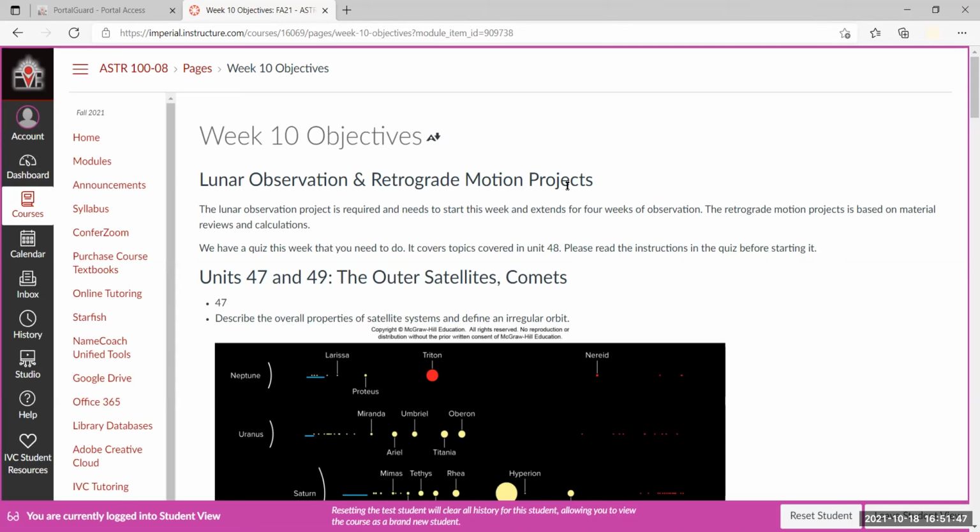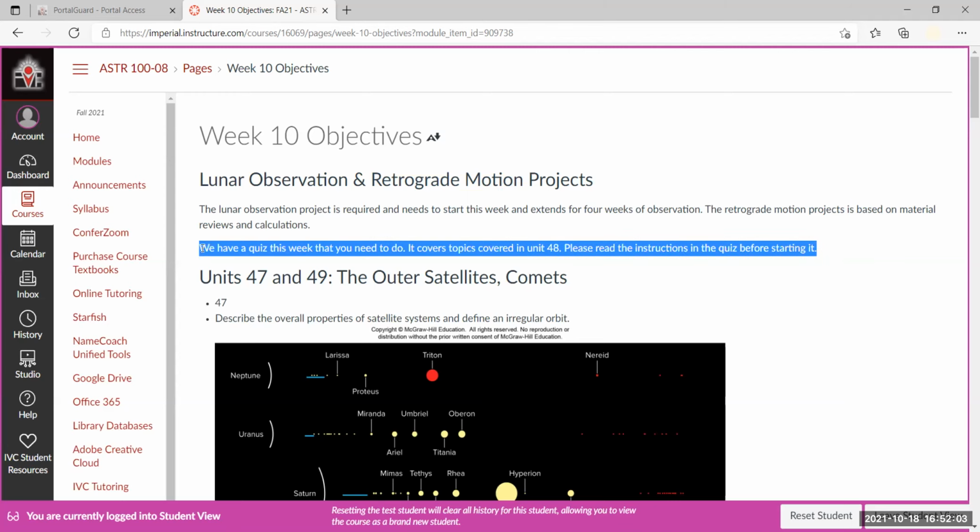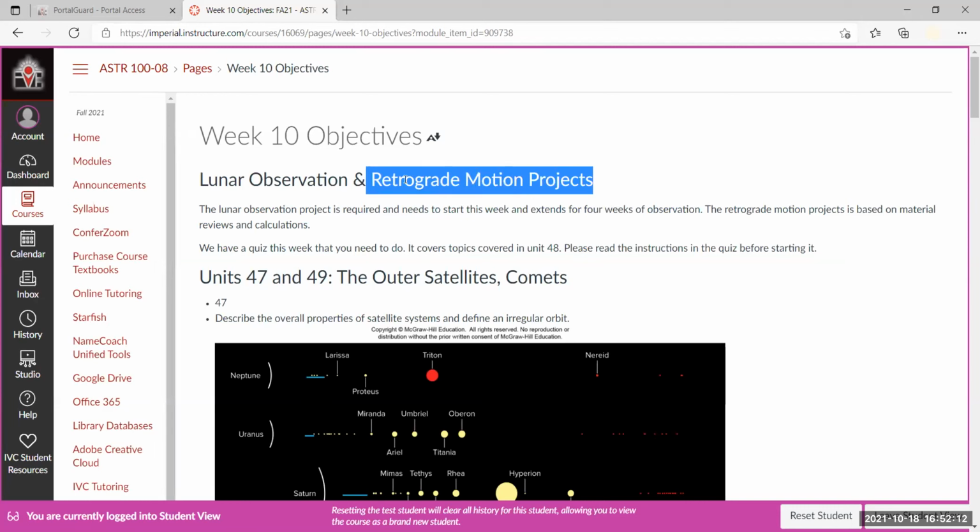The retrograde motion of Mars is due this Saturday. So if you haven't started yet on it, this is an urgent matter now that you really have to start on it. Of course, you have a quiz also this week. It's still due, you have plenty of time for that. So we can take our time doing this quiz. But let's focus on the project in here, which is an important aspect.